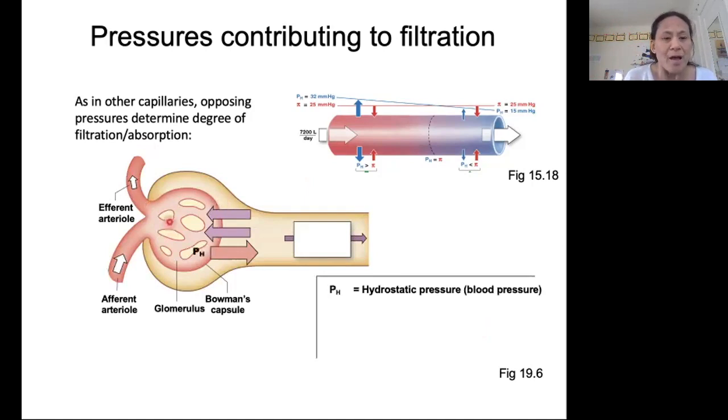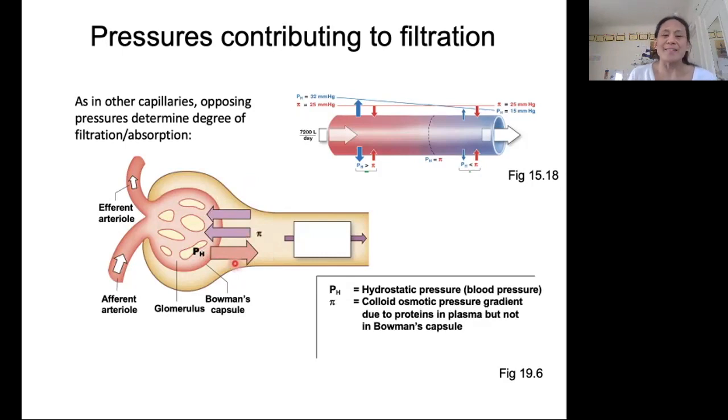So first pressure we have is P sub H, hydrostatic pressure. As you might remember, hydrostatic pressure is the pressure of the blood pushing against the walls of the capillaries, right? So right here, we're looking at the blood in the glomerulus pushing against the walls of the glomerulus, and that is going to have a tendency to push fluid out of the glomerulus into Bowman's capsule, as illustrated by this red arrow here.